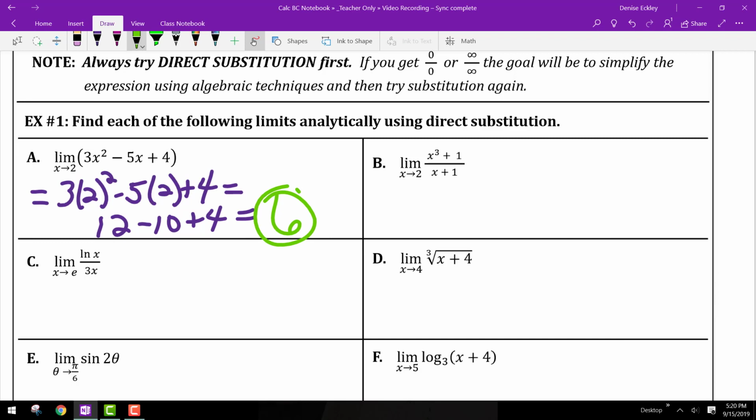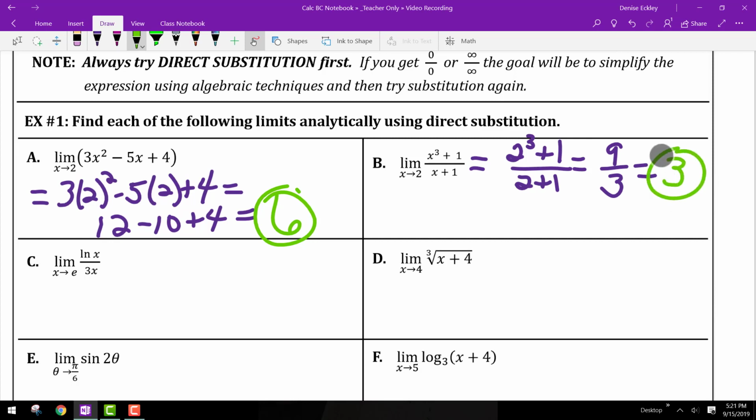Letter B, same thing. We're going to substitute 2 in because we're finding the limit as x approaches 2 of the rational function. So we're going to have 2 to the 3rd plus 1 over 2 plus 1. And since we have addition in the denominator, we don't have to worry about this rational function equaling 0 at 2. So we're going to have 9 over 3. So our limit is going to be 3.